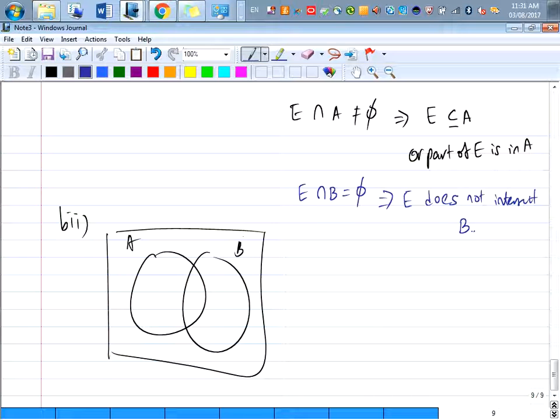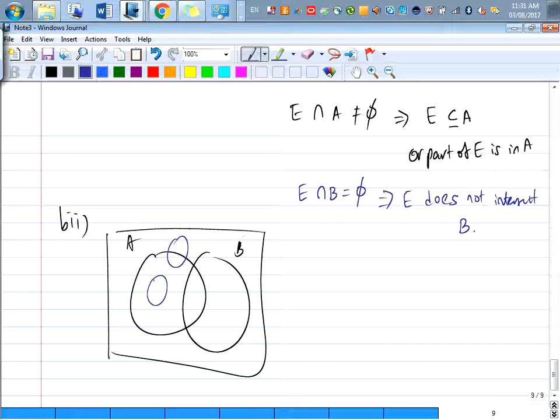Okay? So we now have options. Either E is going to be inside here, or E is going to be inside here. Two options. Either it's totally inside A and not touching B, or it is part of A but not touching B. Okay, two options.